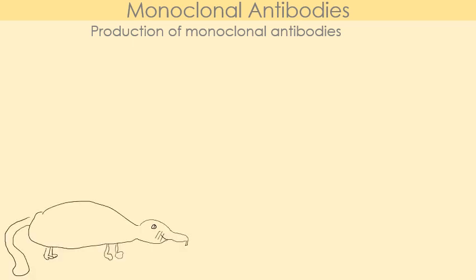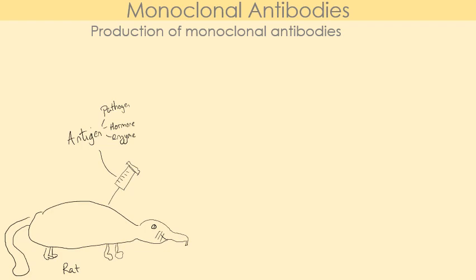We're now going to have a look at monoclonal antibodies. First, we'll look at the production of them. So we have here a rat, and into the rat we will inject a substance. And that substance will contain the antigen. It could be the antigen for a pathogen, or a hormone, or an enzyme. It can be the antigen for any particular thing.